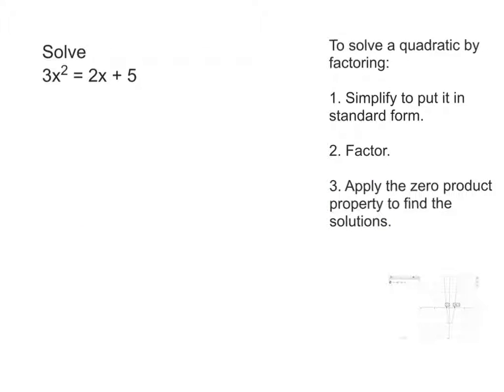So now we have something like this. 3x squared equals 2x plus 5. Still a quadratic equation, but it's not in factored form. And it's not even in standard form. So you can see on the right there the steps. To solve a quadratic by factoring, number 1, simplify to put it in standard form.